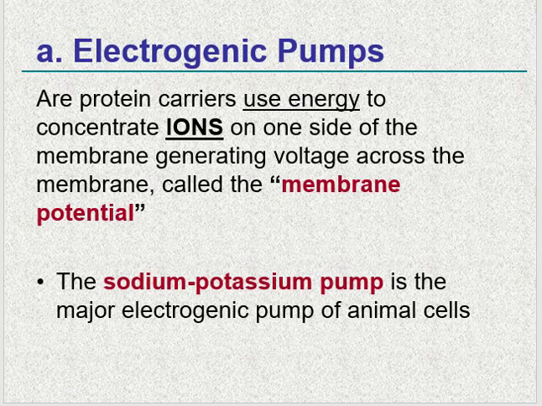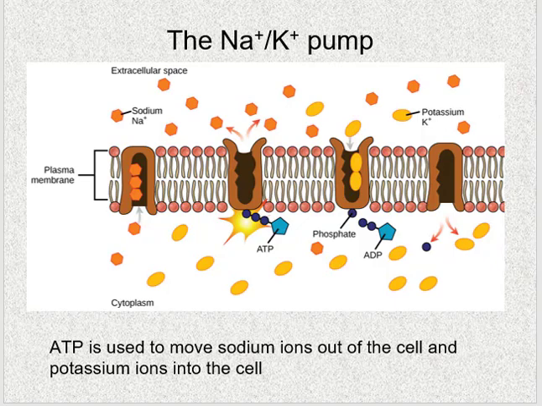Electrogenic pumps are protein carriers that use energy to concentrate ions on one side of the membrane, which generates voltage across that membrane. Now, this voltage potential is called membrane potential. For example, the sodium-potassium pump is the major electrogenic pump in animals. The sodium-potassium pump moves potassium ions into the cell while moving sodium ions out of the cell at the same time. The rate of exchange is 3 sodium ions for every 2 potassium ions moved.